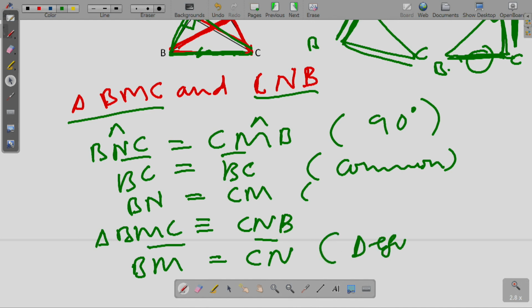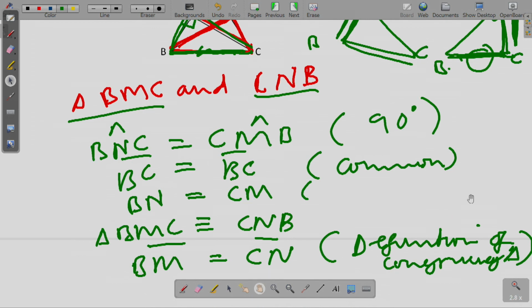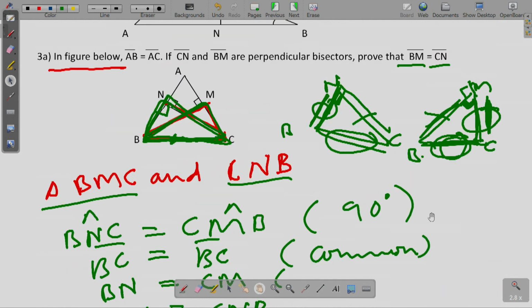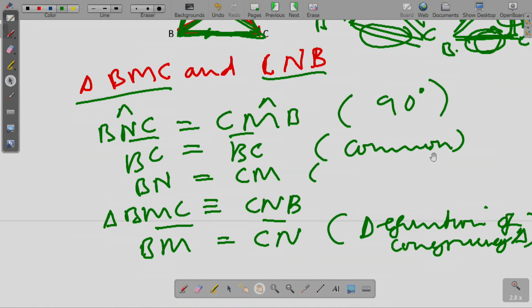From the definition of congruent triangles, if these two triangles are congruent, then this line for this triangle and this line for this triangle must be equal. As this line is equal and this one is equal and also this line is equal, therefore this line and this line must also be equal. So we have proved that the length BM and length CN are equal.